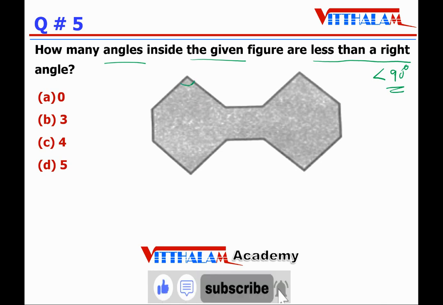If you see this figure, this angle is greater than 90 degrees or maybe equal. This is obtuse, obtuse. Equal to 90 degrees or greater than, not less than. This one is equal to 90 degrees, a right angle. Greater than 90 degrees, greater than 90 degrees. Same here, this one obtuse. Correct? And even if you see the exterior, there is no angle which is less than 90 degrees. Therefore, the answer is A.